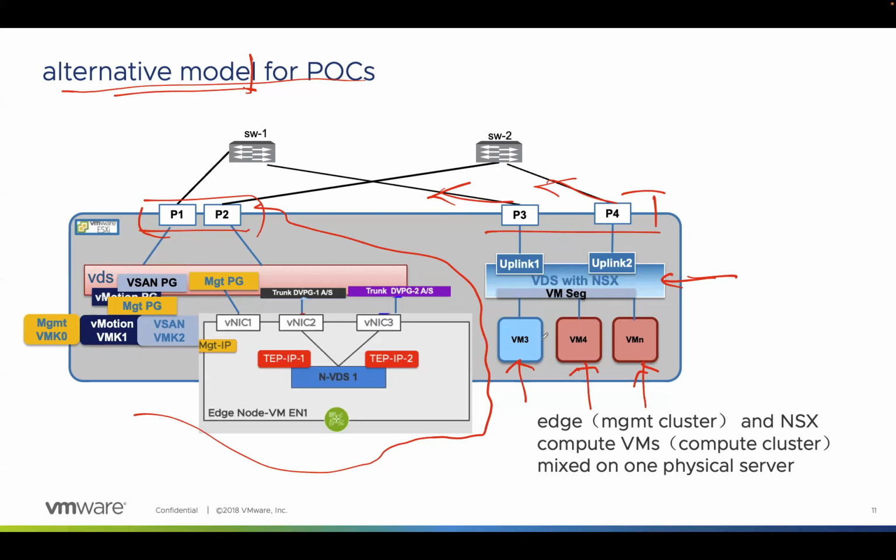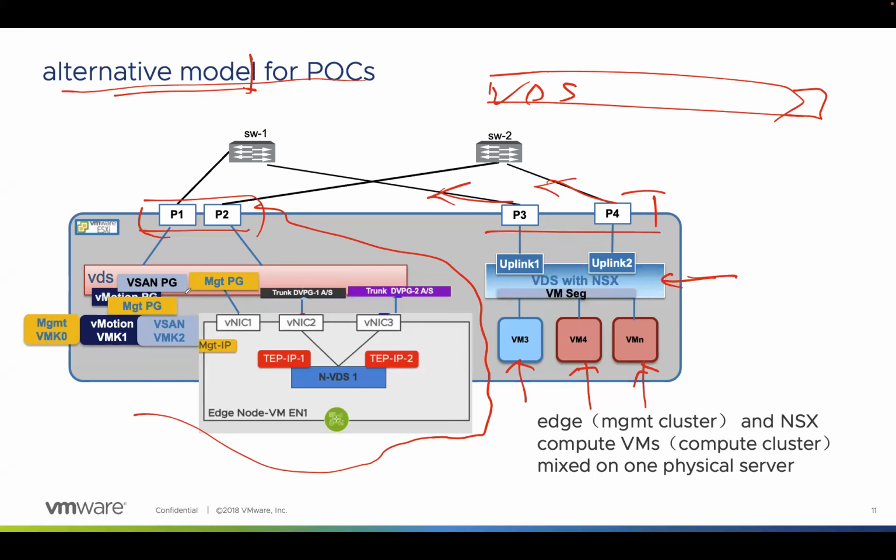VM. Just be careful, or please note that the collapsed model only has one VDS, right? Only one VDS for all the functions. But here, you have to create a new one. So you have 2 VDS. That's a difference from the previous one, the collapsed model.